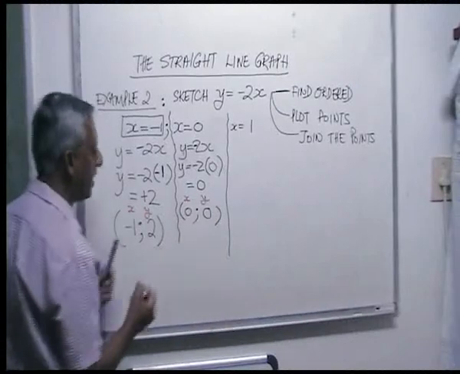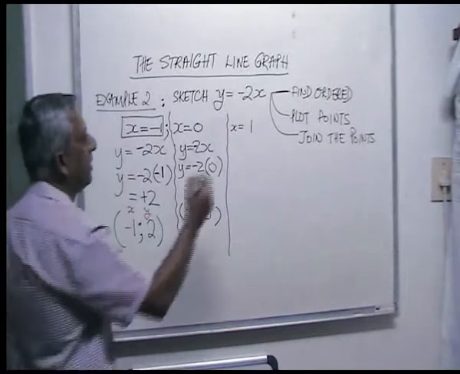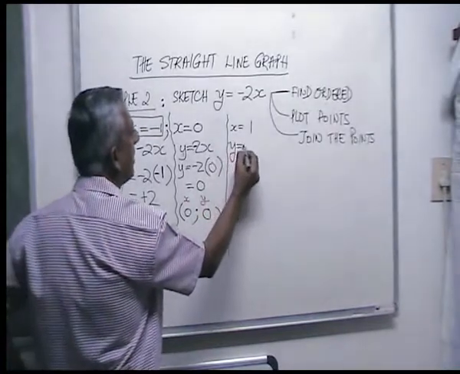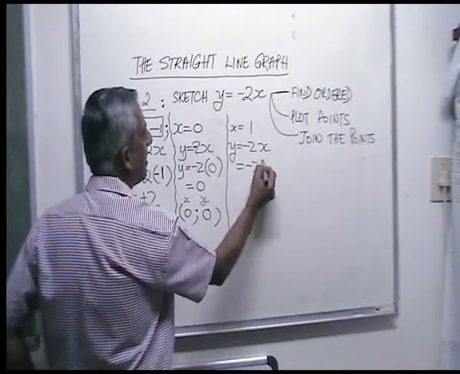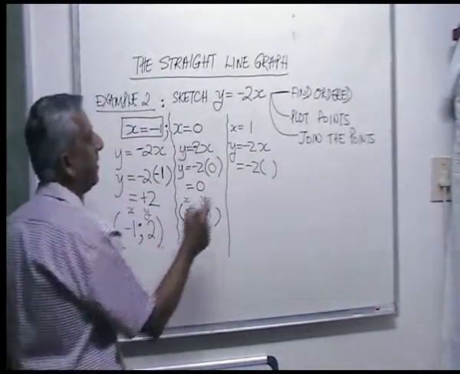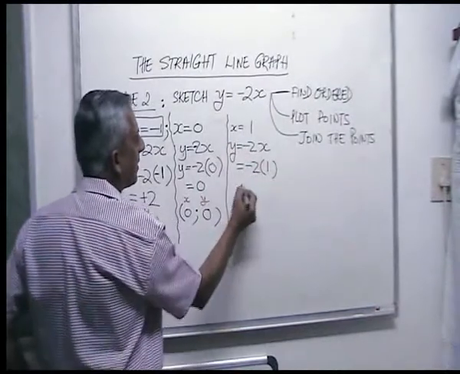x is equal to 0, y is equal to 0. And finally, you write your equation down again. It's always nice to do your work step by step. Minus 2 times. This time the number is 1. So you put on 1 here.